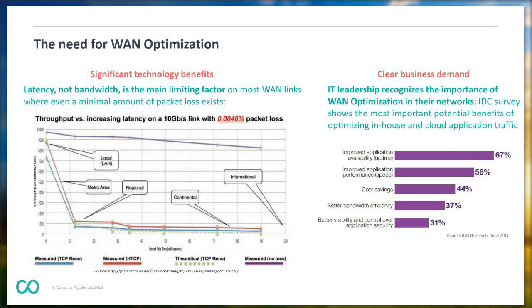So the technology benefits are clear. The business benefits: every survey we look at today, every data point we take, every Q&A session we have with an existing client, we hear the need for more and more WAN optimization to be introduced into the network. The biggest benefits that enterprises see, based off of an IDG survey from last year, are that they want better availability and better application response time.